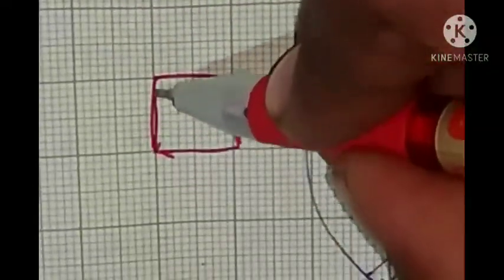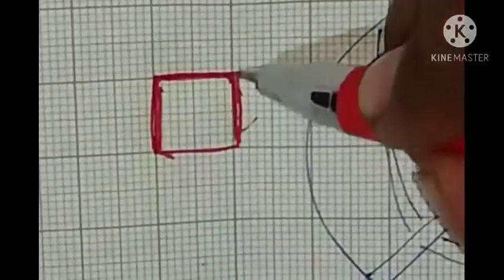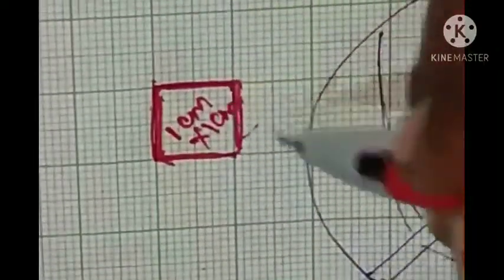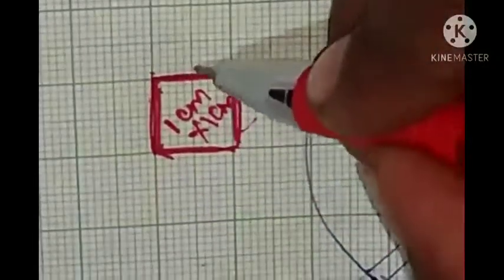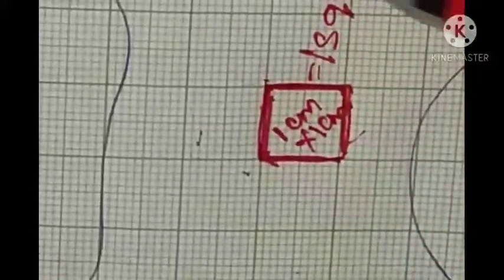So look at here. This portion is 1 centimeter into 1 centimeter. This is 1 centimeter. This is 1 centimeter. This is also 1 centimeter. So this graph paper has area 1 centimeter into 1 centimeter. You can write this as 1 square centimeter. So look at here. Graph paper has blocks like this everywhere.